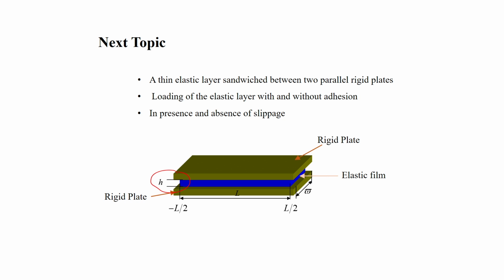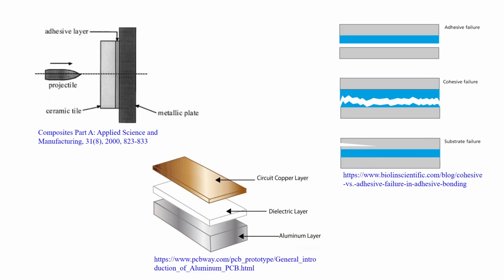So, here to begin with, we have this rigid plate and this rigid plate, and in between there is this elastic film. See, in many practical situations the film may not be elastic, it may be a viscoelastic film. But for our derivation here, to keep things simple, we will consider it to be elastic and not viscoelastic or poroelastic or plastic. And this kind of problem is relevant for many practical situations.